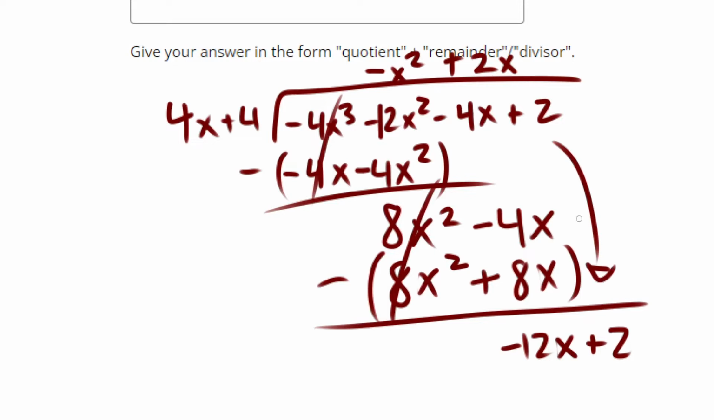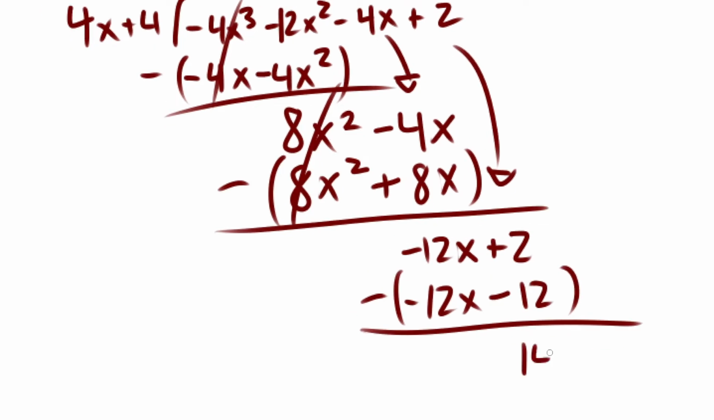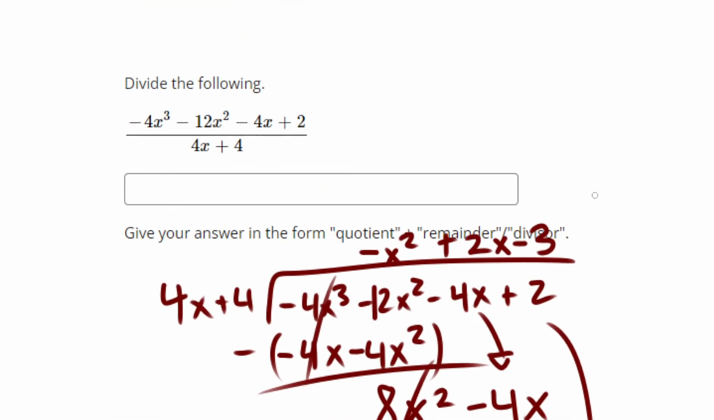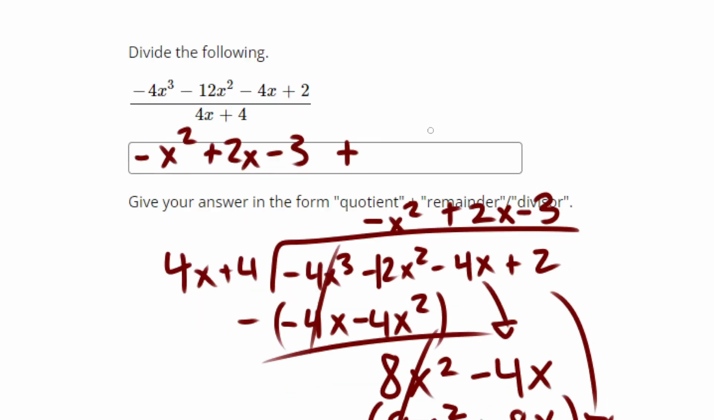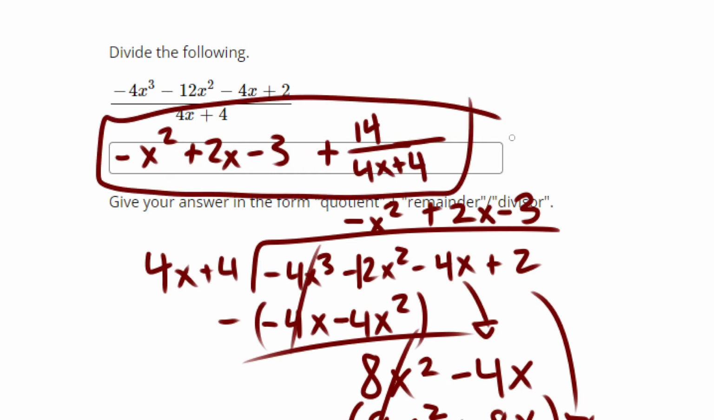bring this down, and then 3, and it'll be minus 3, so minus negative 12x minus 12, and that gives you 14. So your remainder there would be 14. And the way that it wants you to write it this time is how I kind of said before. So the quotient is the negative x squared plus 2x minus 3, and then we'll add the remainder, which is 14, over 4x plus 4. And that should be your answer.